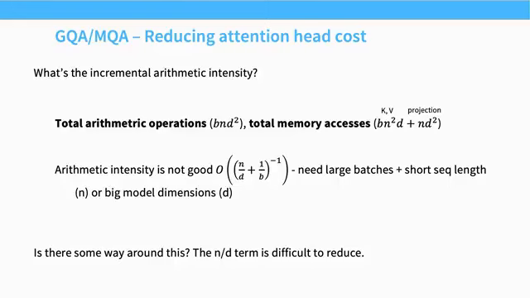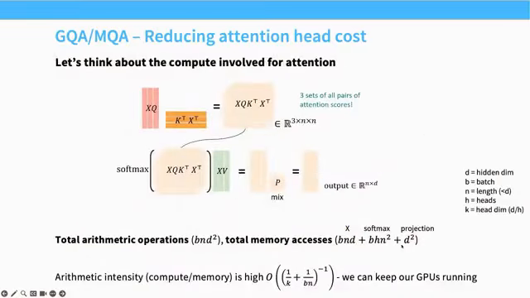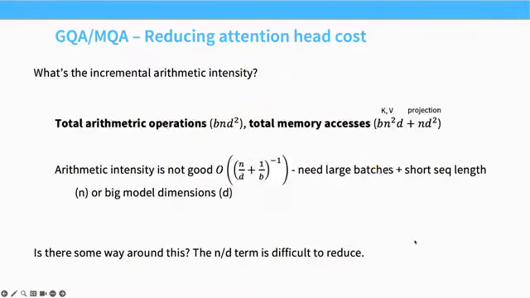But because I'm doing this incrementally, now I have a memory access pattern of batch times sequence squared times hidden dim, plus sequence times hidden dim squared. And the second term is not so pleasant. It used to be that it was just d squared, but now we've got n times d squared. If we compute the arithmetic intensity, which is the ratio of these two, now we have n over d plus 1 over b. So now what we need is large batches plus short sequence length, or we need really big model dimensions.